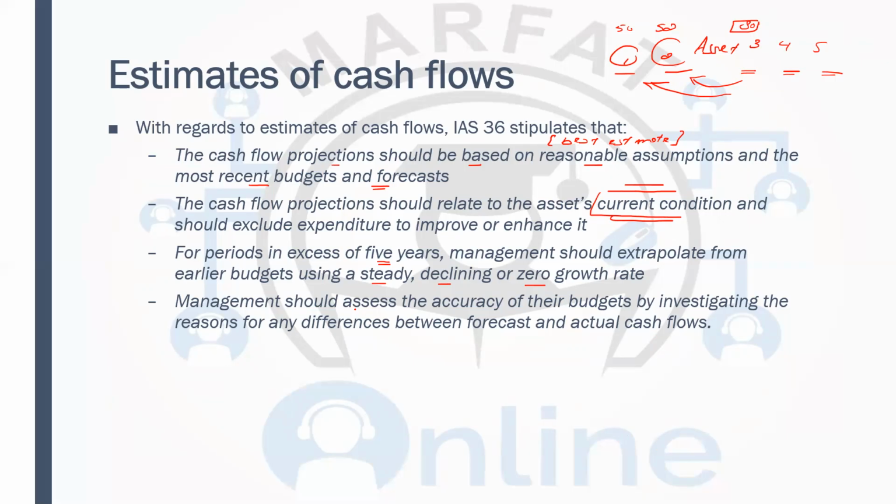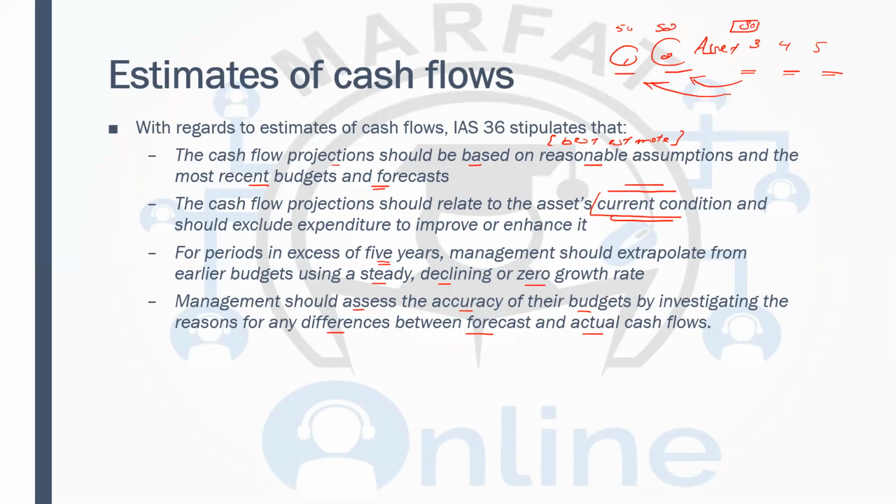And again, management should assess the accuracy of their budgets by investigating reasons for any differences between forecast and actual cash flows. Let's assume we have an estimate that we'll be generating 50 in year 1, and this was the estimate. Now the actual cash flow you have earned from year 1 is, let's assume, 20. Now there's a significant difference between the 50 and 20. Now you have to revise your accounting estimate if the actual results are significantly different from the ones you have forecasted or projected.